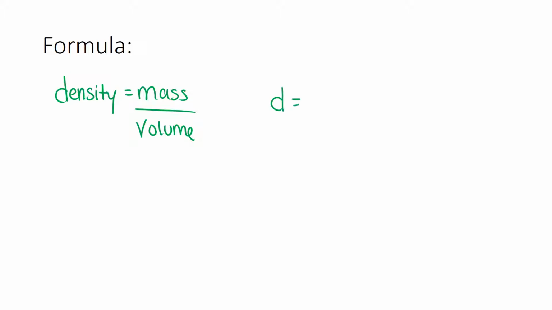So we have an equation because we're going to talk about how to represent this from a mathematical point of view. And so we have that density is equal to our mass divided by our volume. Or we can use that D is equal to M over V.